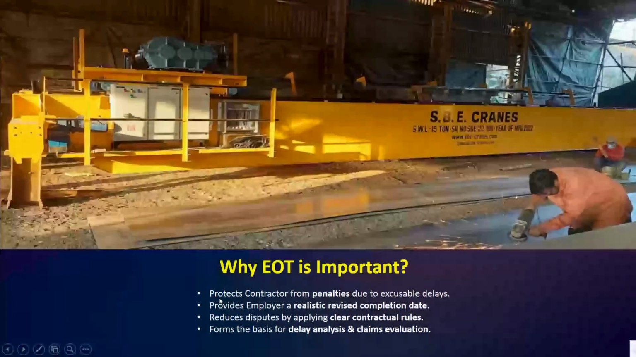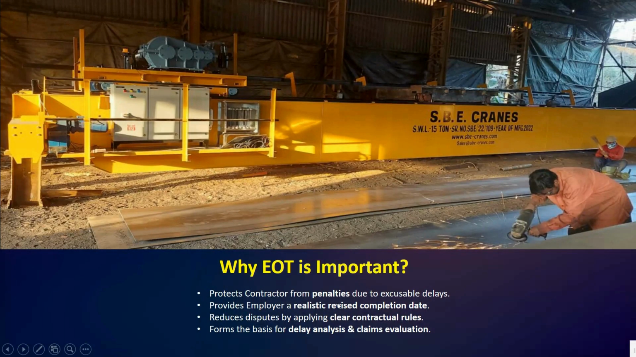So first reason you can see it protects the contractor from penalties due to excusable delays. If a project is delayed due to reasons beyond the contractor's control, so EOT helps them to avoid liquidated damages. Second, it provides the employer a realistic revised completion date. So both parties know the new target date for completion, and planning can be adjusted accordingly.